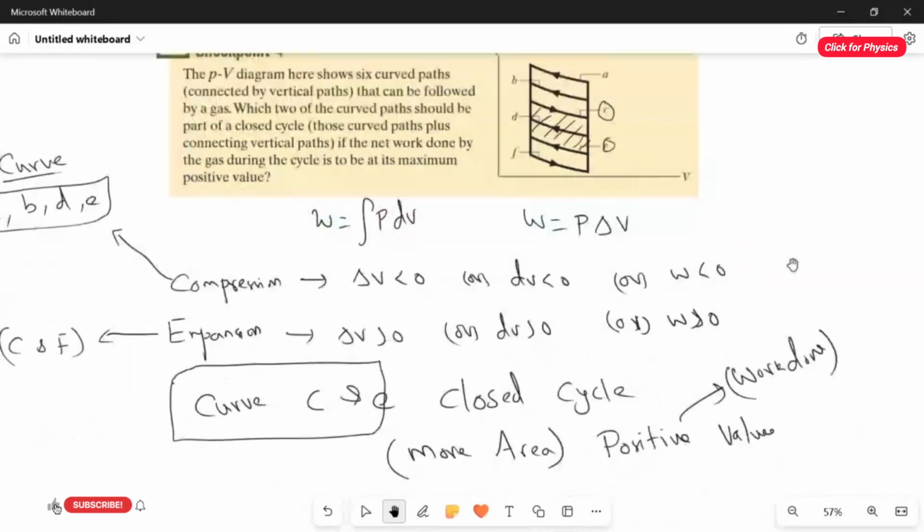So the answer for this question is the curves C and E, which we have to consider for the closed cycle. So your net work done will take the positive value. Why? Because in this loop you have more area. So this is the answer for this question.